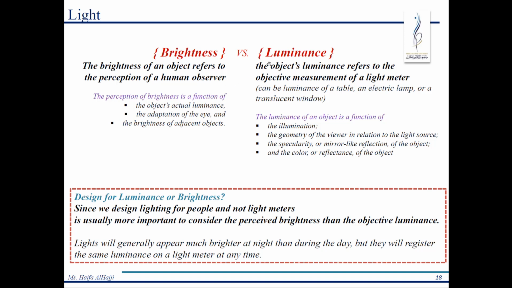Now, luminance is much more objective, as we can see. It's related to the shape, the color of the object, the specularity, whether it's a smooth or rough surface, and the color reflectance of the objects. These ones we can actually quantify. For these other ones, we have to understand how the human eye is actually working.